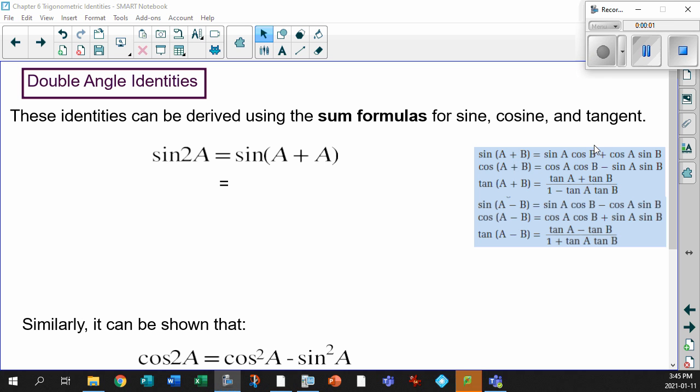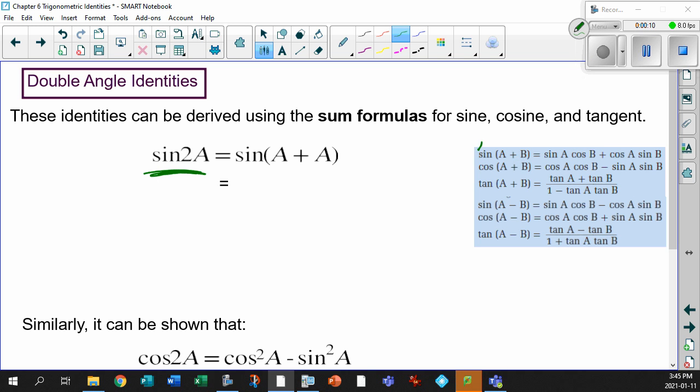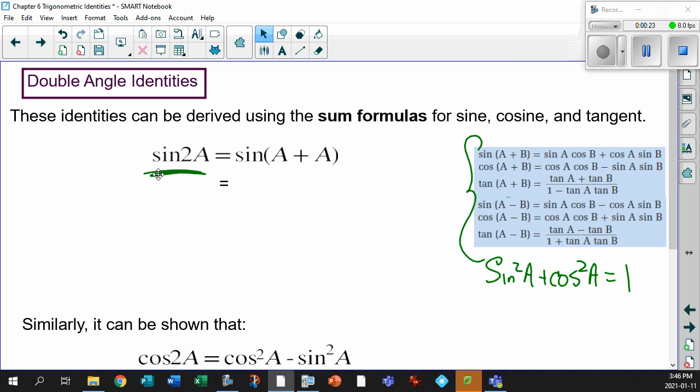All right, let's rock. Let's look at the double angle identities. Surprisingly enough, the double angle identities are actually just based on these guys right here, and of course the Pythagorean one, which says the sine squared of a plus the cos squared of a equals 1. All of them are dependent on that. It's really, really quite simple.